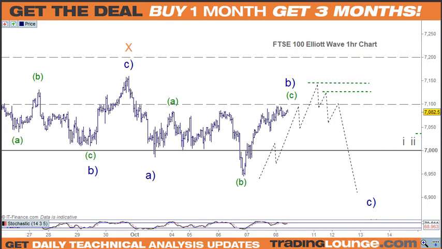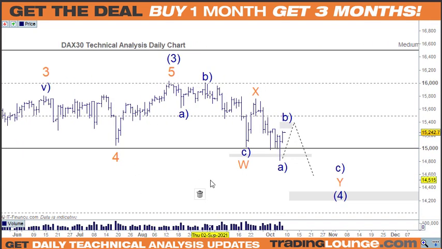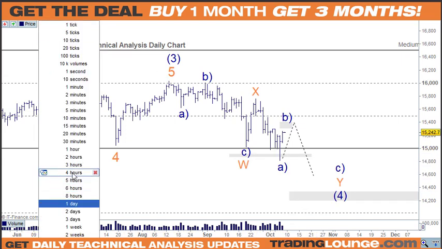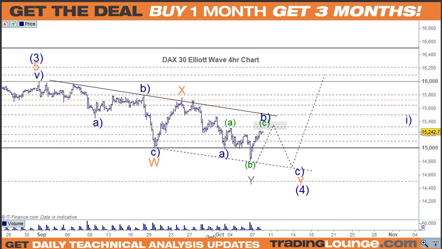Let's have a look at the DAX. So this is the DAX on the daily charts, the same thing as well. It's a bit complicated because, like I say, it works in lots of 3s. So the W has got 3 waves in it, the X has got 3 waves in it, and we're looking for this as well. Now that may need to be put over there, but let's just go to the 4-hour chart on this and check where we were before.